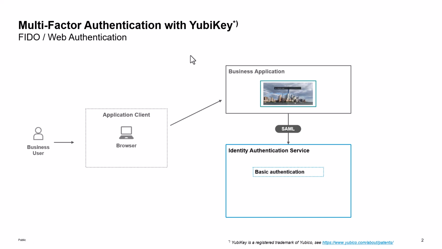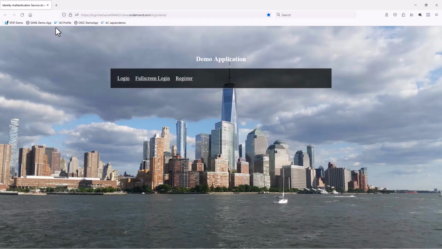Okay, let's have a look at the demo scenario that we have. Assume that we have a business user who wants to access an SAP Cloud solution. Here we have a demo solution deployed on SAP Business Technology Platform, which delegates authentication to the Identity Authentication service. We'll first authenticate with username and password before we enforce stronger means of authentication, allowing FIDO compliant devices to provide a second factor.